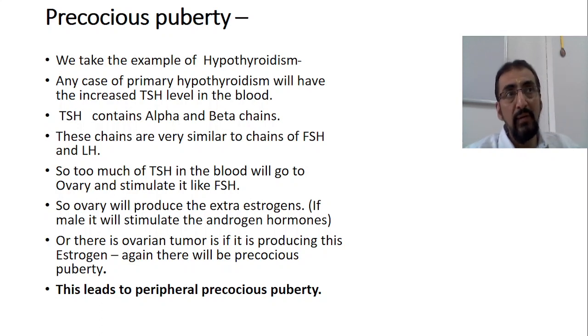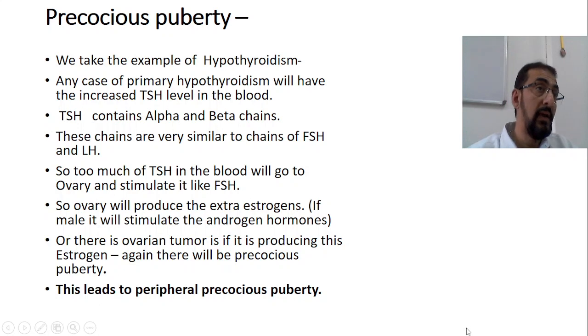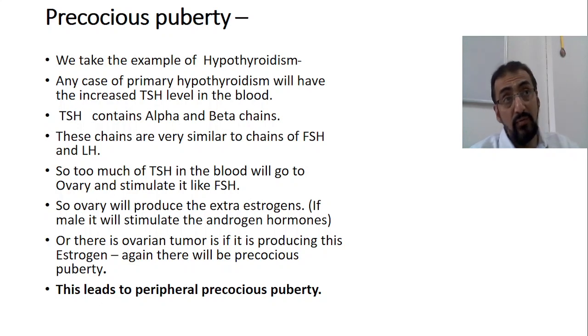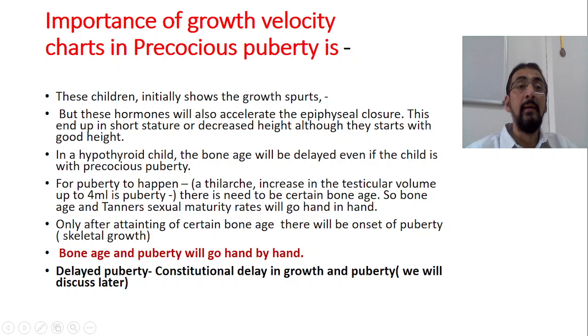Ovary is situated in the periphery. This problem is because of the ovary, not because of the TSH from the brain, pituitary gland. So therefore it is called peripheral precocious puberty. So this is the cause why in case of hypothyroidism we will have precocious puberty. TSH जो hormone है, that will act like a FSH hormone, and now ovary is confused, it starts producing the estrogens and there is a puberty. Precocious, early puberty will be there.